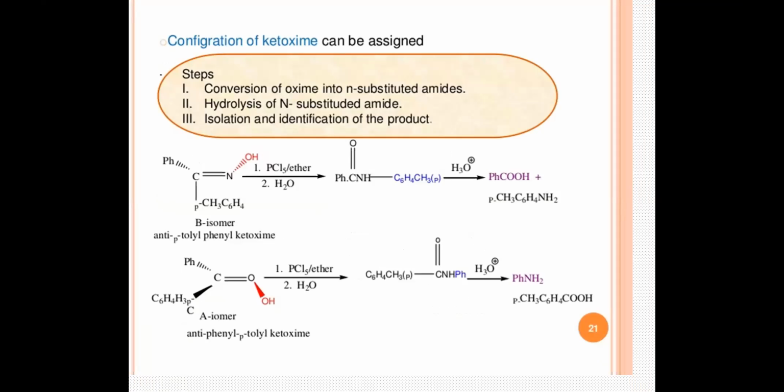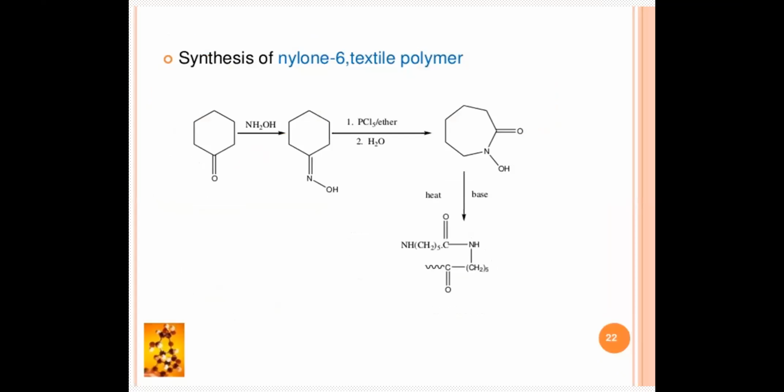Moreover, it is also used for the preparation of caprolactam, which is used in the nylon industry, and also for ring enlargement reaction. This is not OH, this is H. Amide is formed. There is some mistake in the slides, please correct it. This is also used for the synthesis of nylon 6, which is a textile polymer.